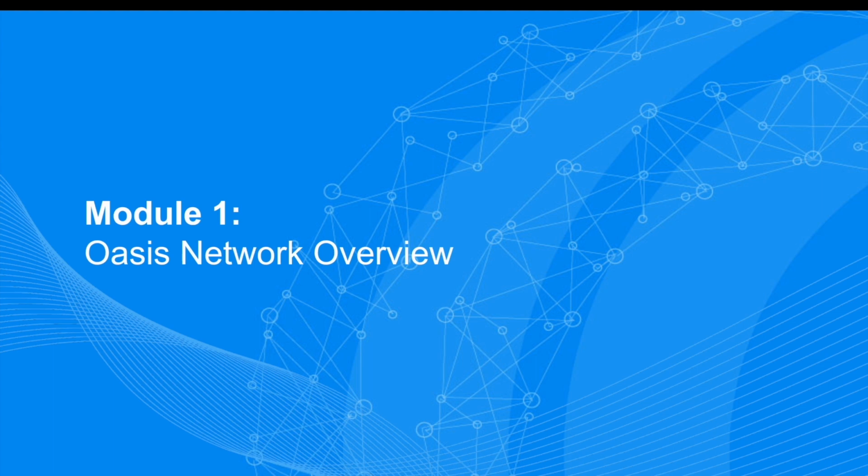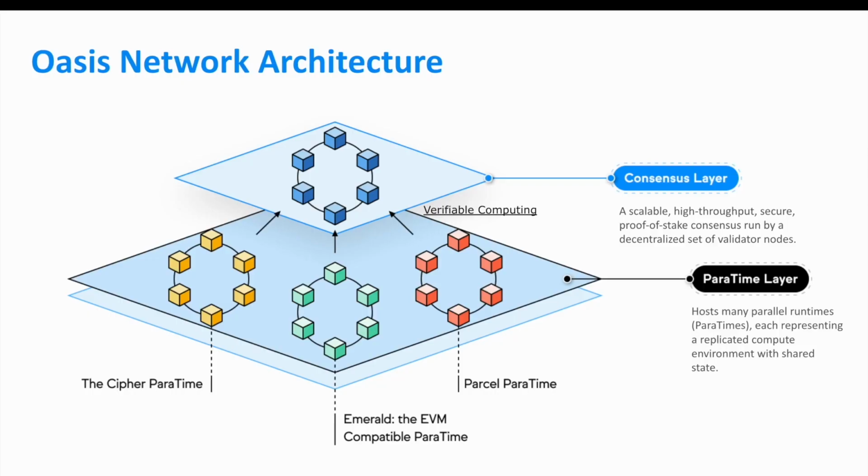In this module, I will introduce you the Oasis Network architecture, the paratimes that we built, and also how we compare to other chains, so you will see how we fit in the blockchain world. So let me begin with the Oasis Network architecture. We are a layer 1 blockchain with privacy built in.